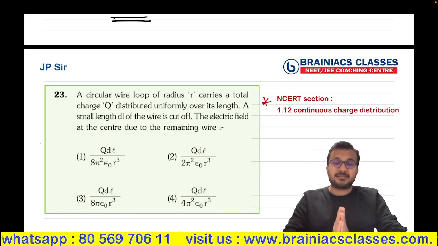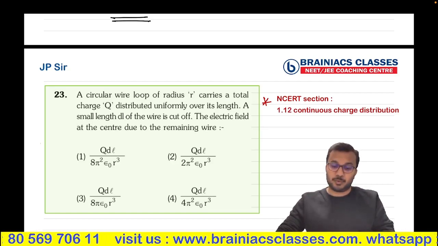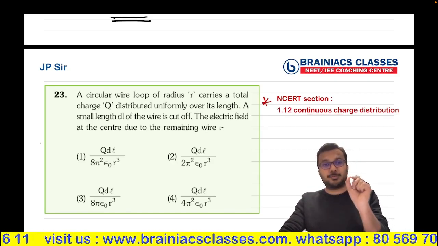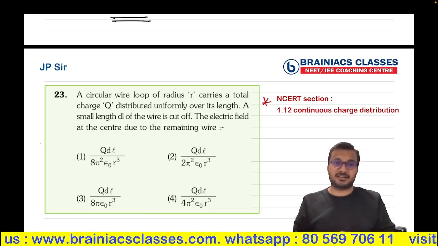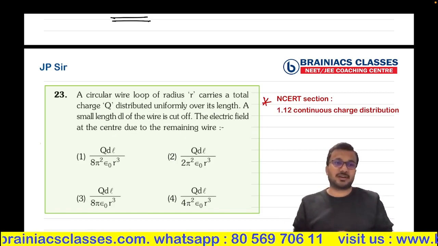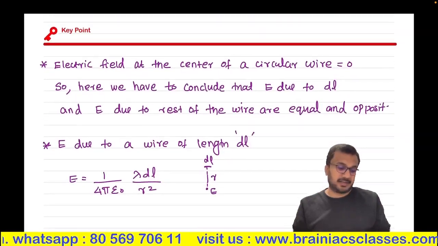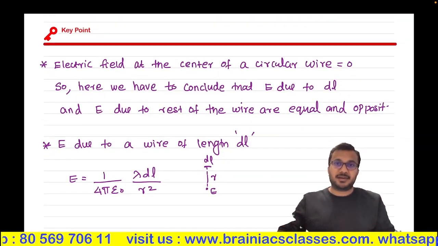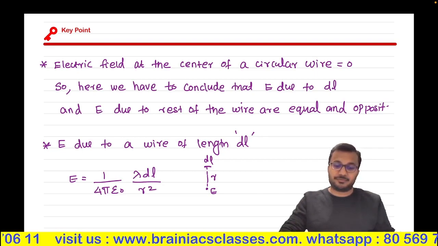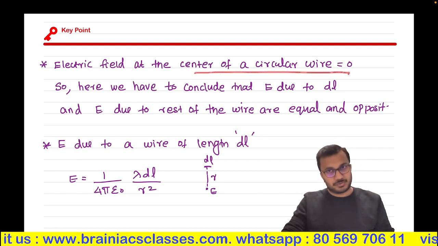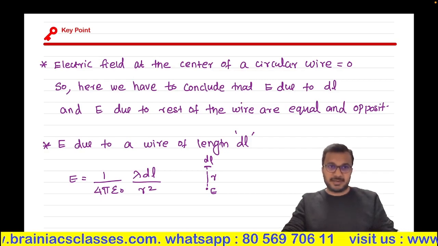Again, this question is taken from section 1.1, continuous charge distribution. It is important in the NCERT sections, and questions frequently come from this area. Now let's learn some theory behind this one. The electric field at the center of a circular wire is equal to 0. We have already told these things many times.